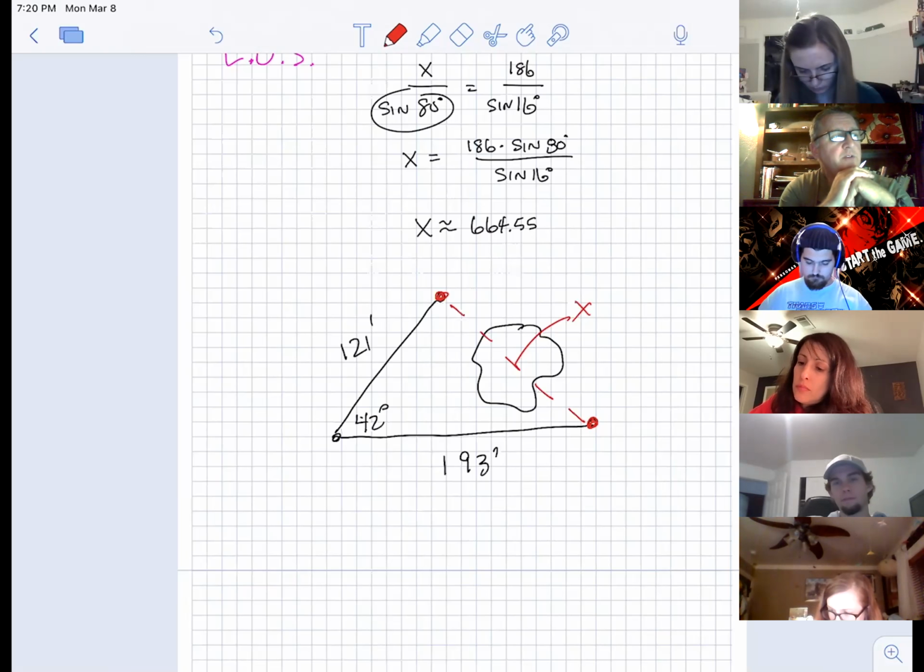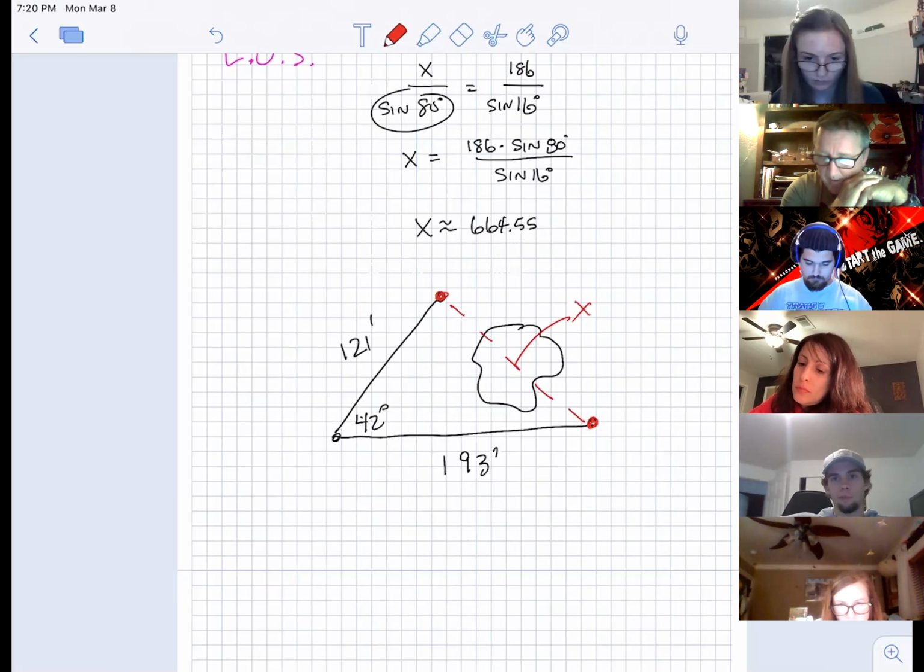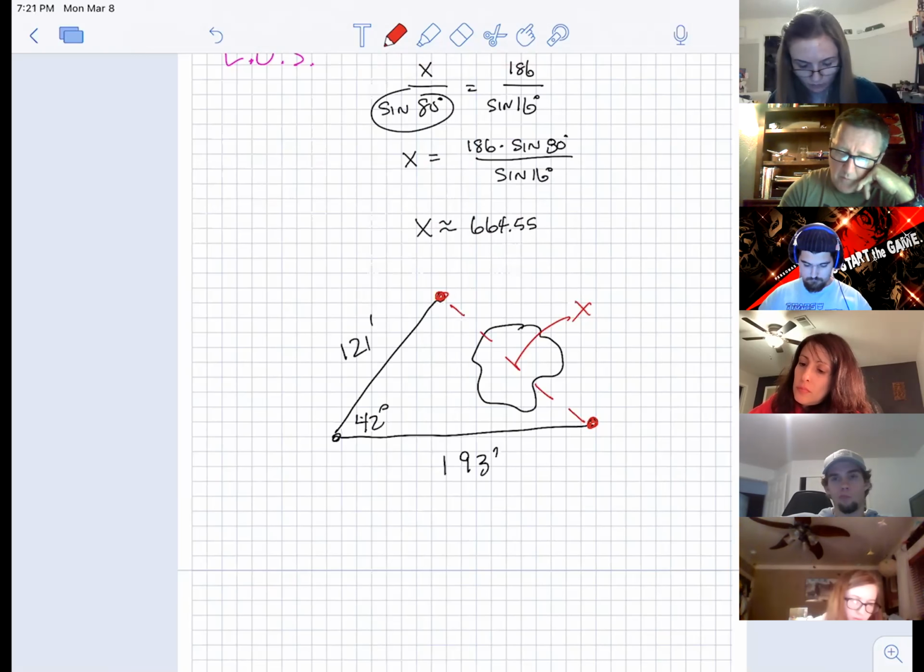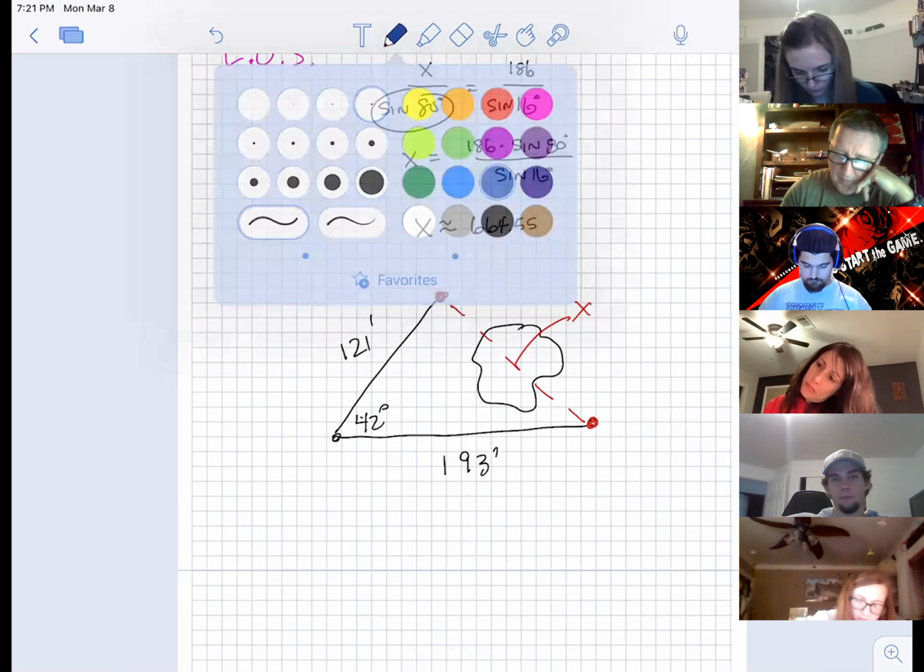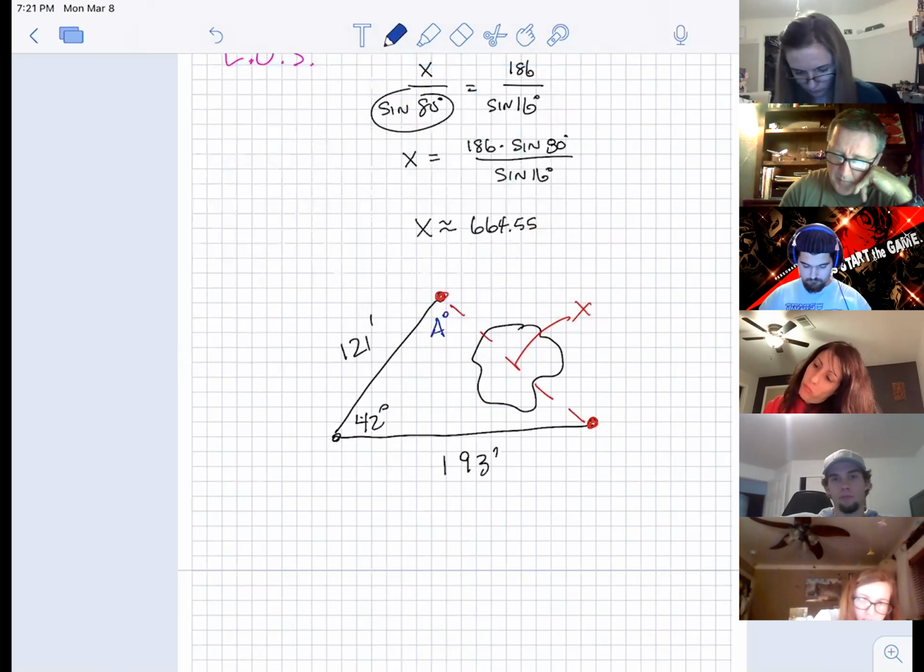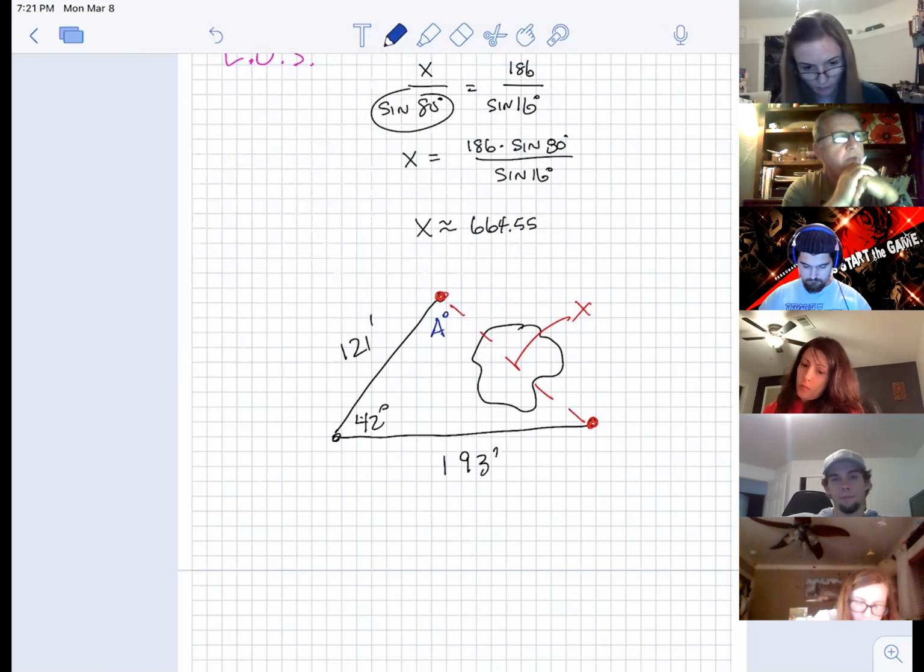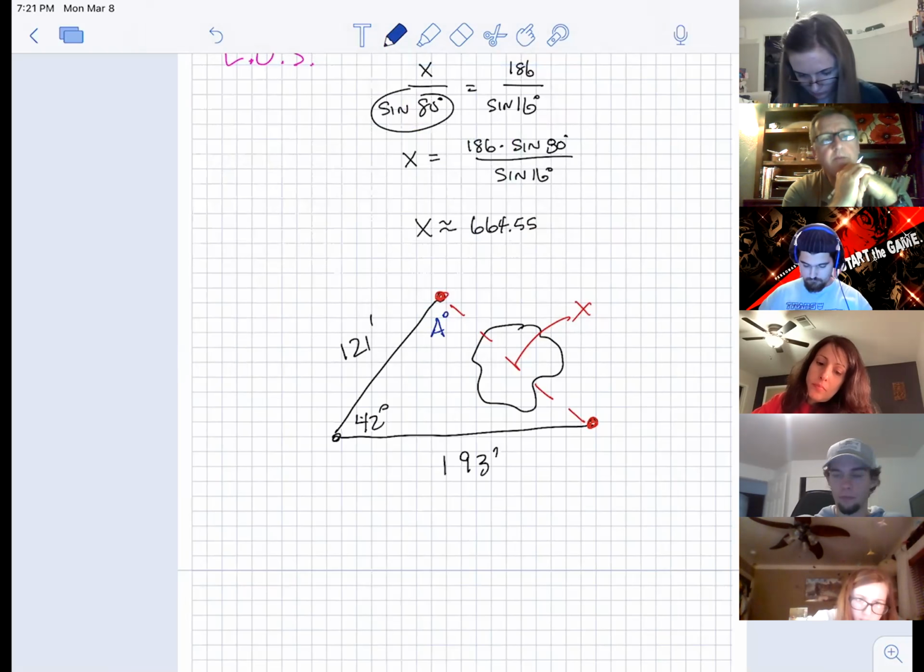Anyway, see if you can get this. And once you get that, just for the fun of it, see if you can find this angle up here. And then we'll be done. Should be done right now because it's 7:20, but it's already late. Let's just keep going.